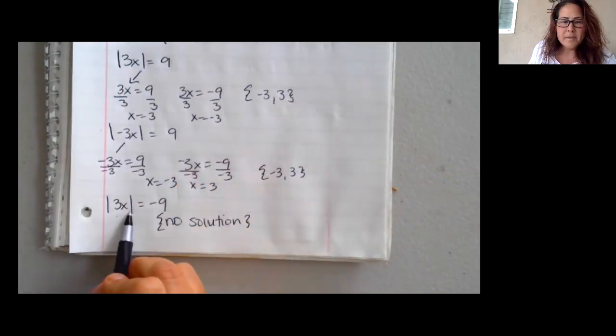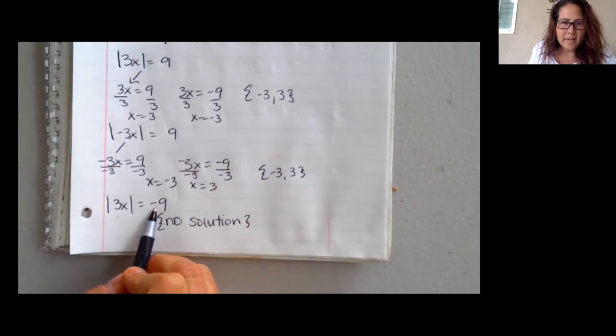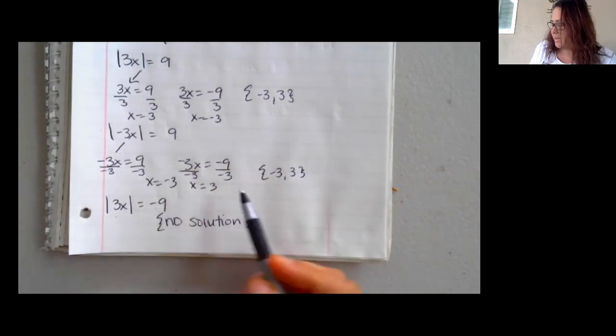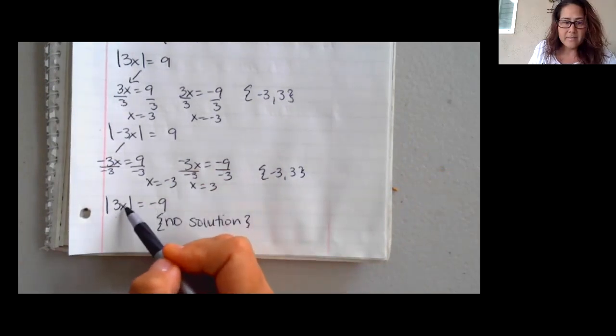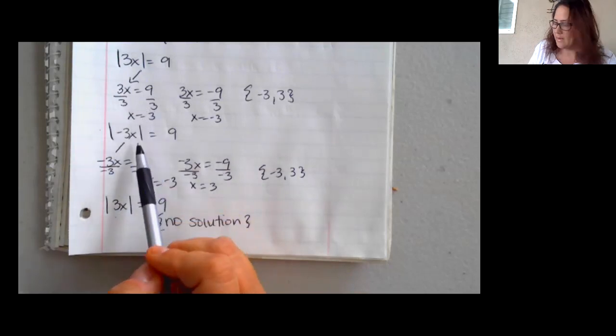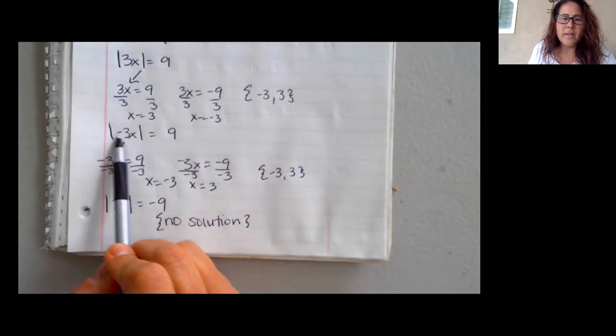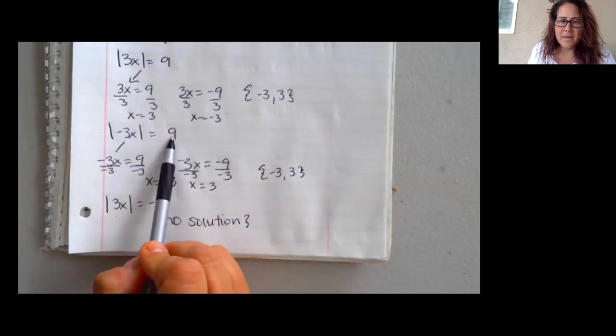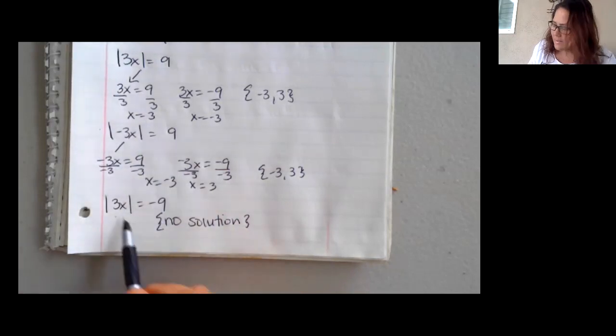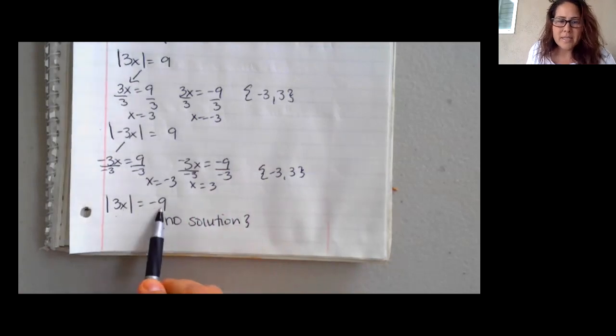Because when I take the absolute value of something, I cannot get a negative. Now look, you can put a negative inside here. Like for this problem, when I plug in -3, that's fine because when it comes out, it equals a +9. But there is nothing that I can put in here that's going to give me a -9. So please be very, very careful with that.